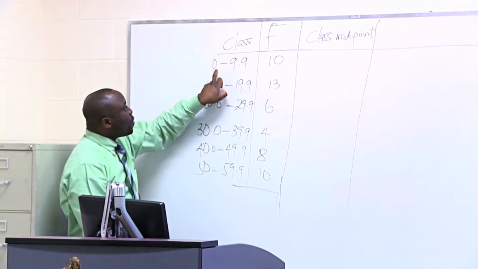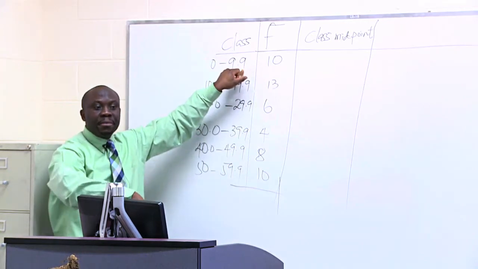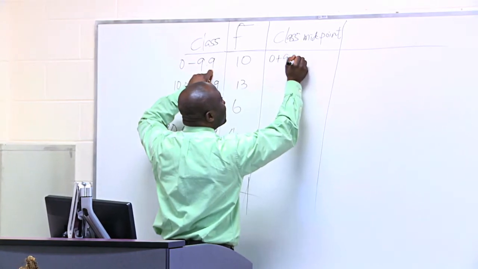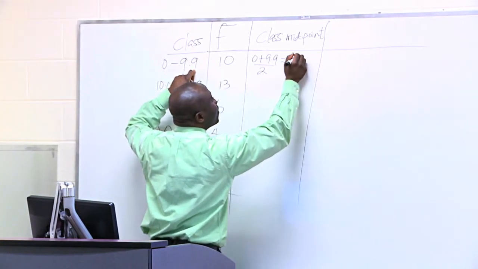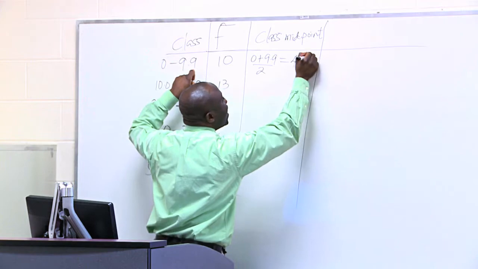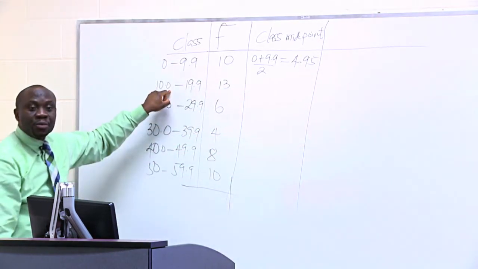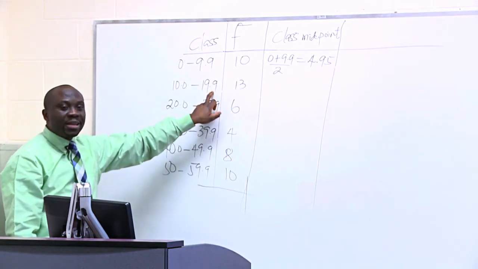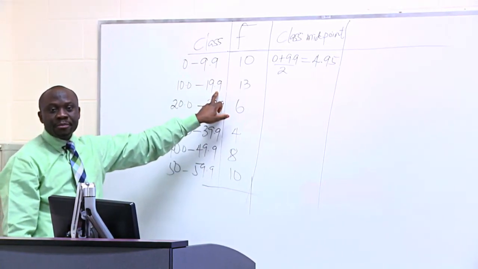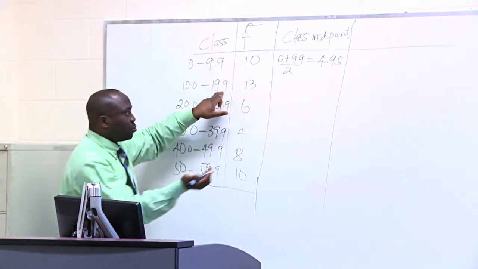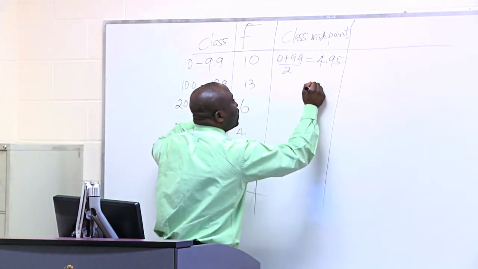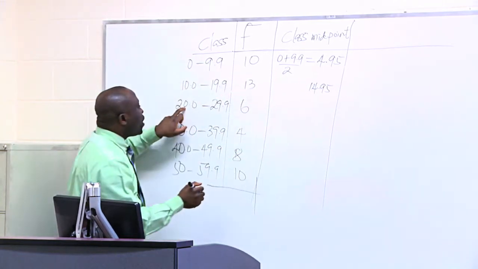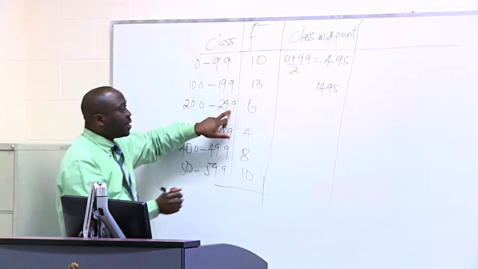So it's going to be 0 plus 9.9 divided by 2. What is that equal to? 4.95. Then we go to the next one. 10 plus 19.9 divided by 2. 14.95. 20 plus 29.